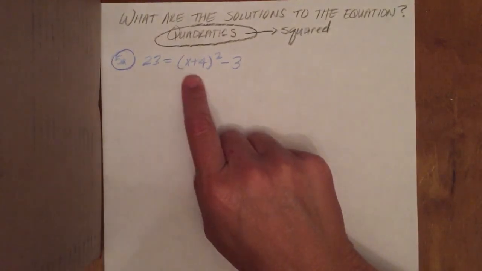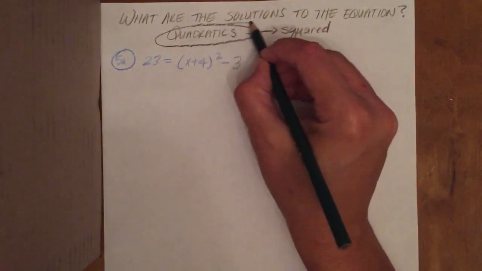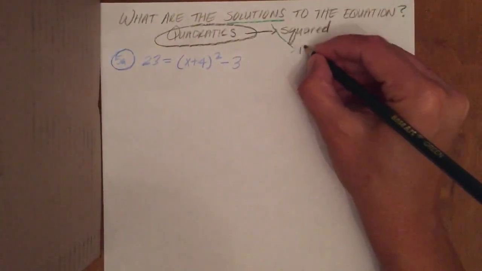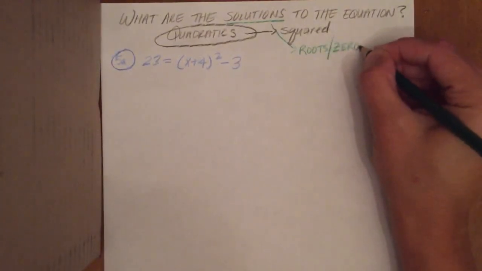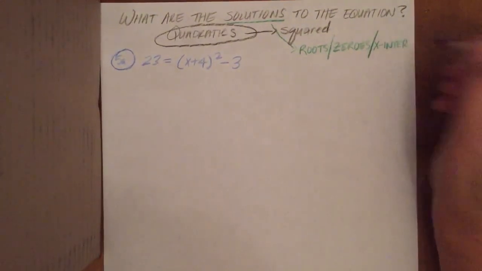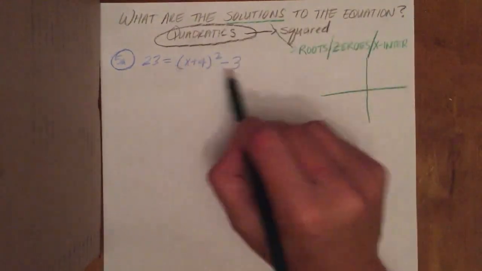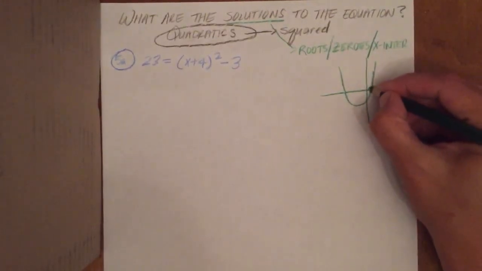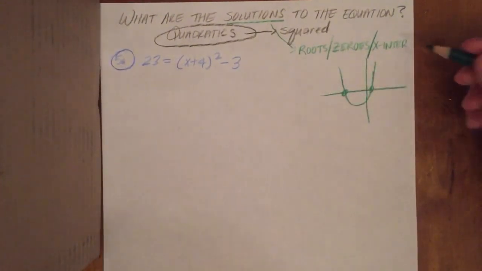We have 23 equals (x + 4) squared minus 3, and I want to find the solutions. Now, what does that mean in a quadratic? In a quadratic equation, the solutions are what we call your roots, your zeros, or your x-intercepts. The x-intercepts is actually the best way to remember them because basically what we're looking for is where does that quadratic cross the x-axis. So for this one, there would be 2. These would be your zeros or your intercepts or your solutions.